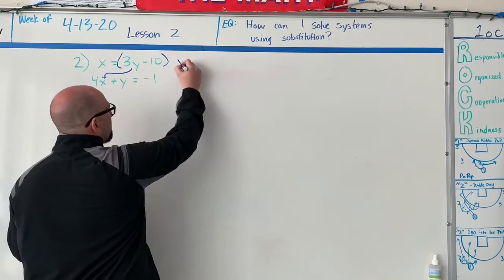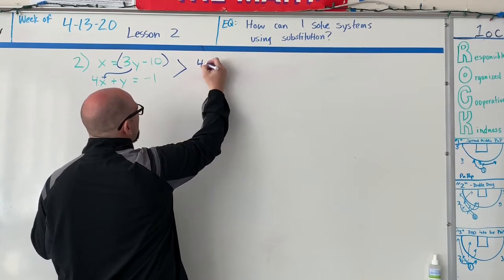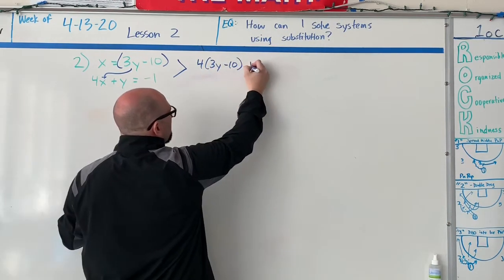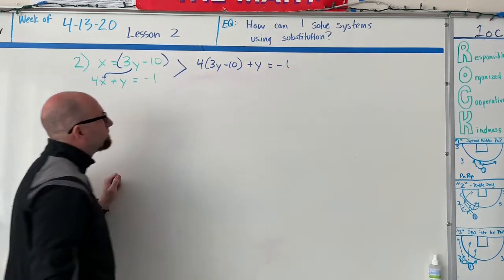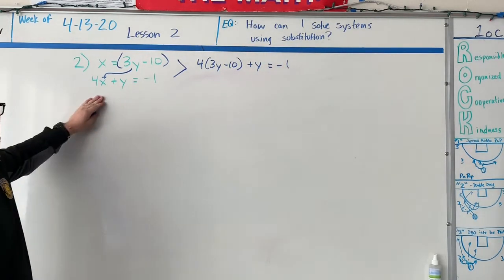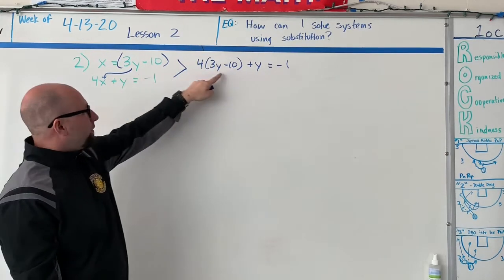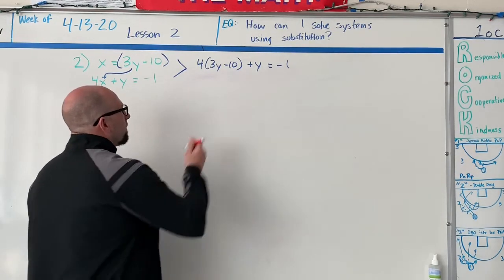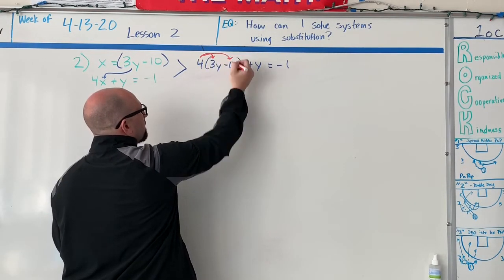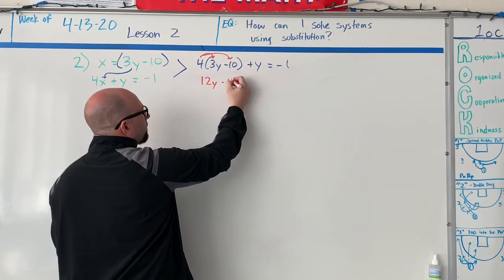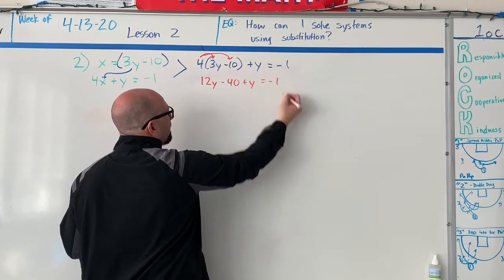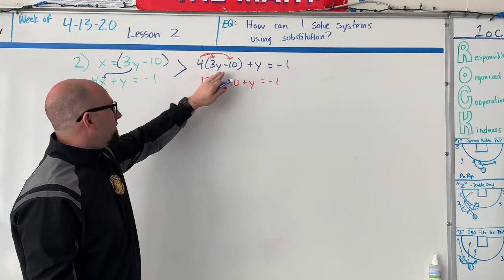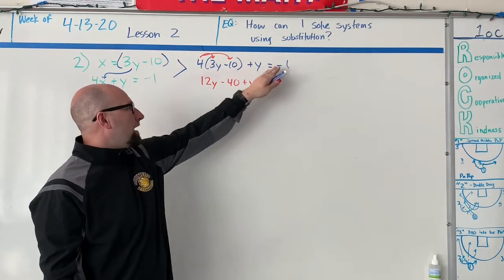So we'll go right over here, and we'll go 4 times 3y minus 10 plus y equals negative 1. So we wrote the same exact equation. The only difference is instead of writing x, we write 3y minus 10 because that's what x equals. Now we just solve for y, okay? So we do our distributive property. Okay, that's 12y minus 40 plus y equals negative 1. 4 times 3y is 12y. 4 times negative 10 is negative 40. Bring down the y, bring down the negative 1.